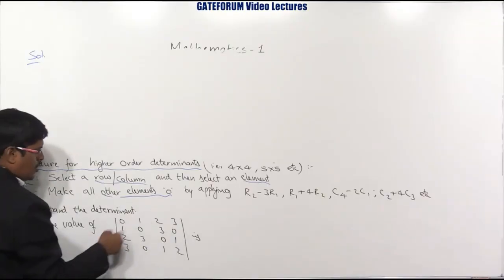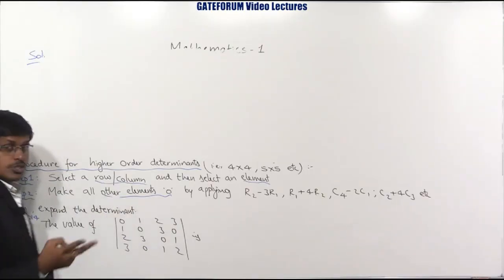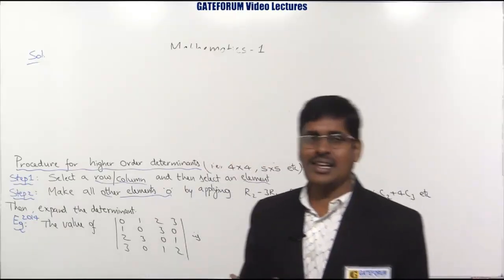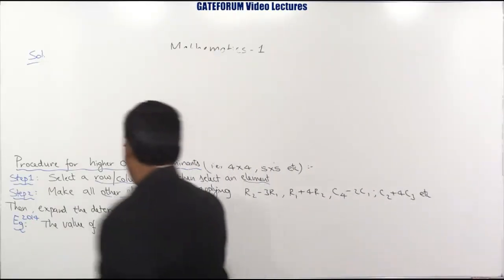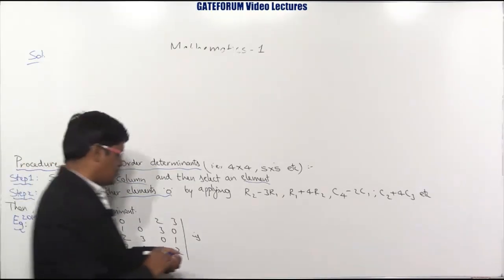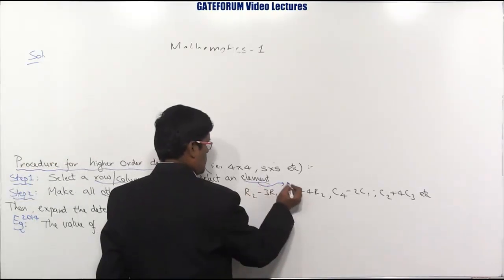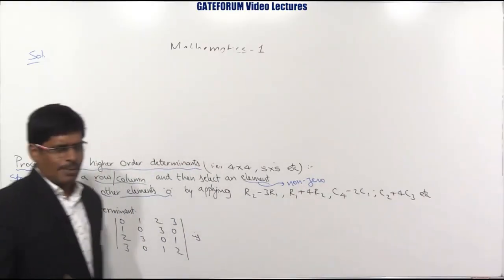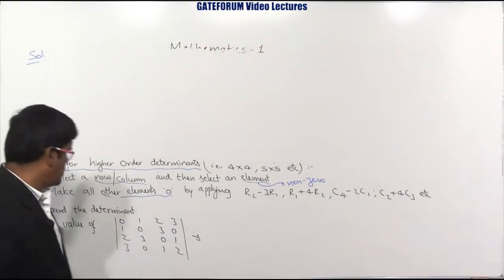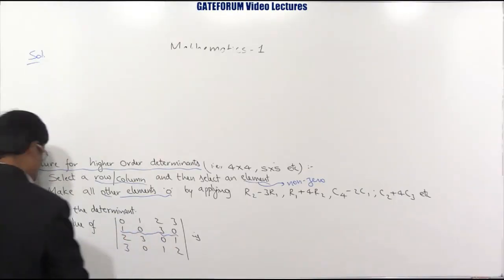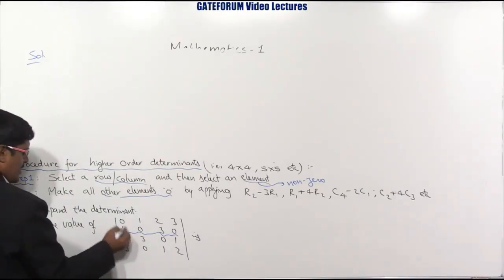For example, second row has 2 zeros. Similarly, second column has 2 zeros. More zeros compared to other rows and columns. So you can select either the second row or the second column. Then select a non-zero element only, not a zero element. Any non-zero element, better a small number. So if I select the second row, and then select the element 1.